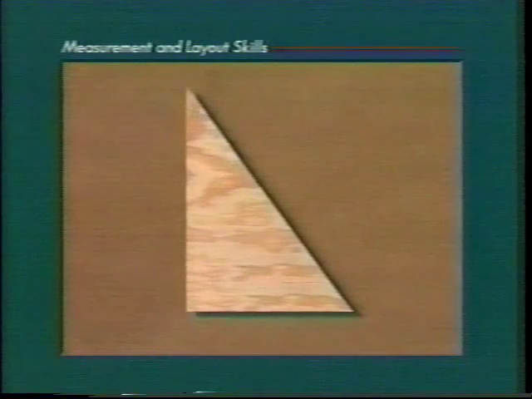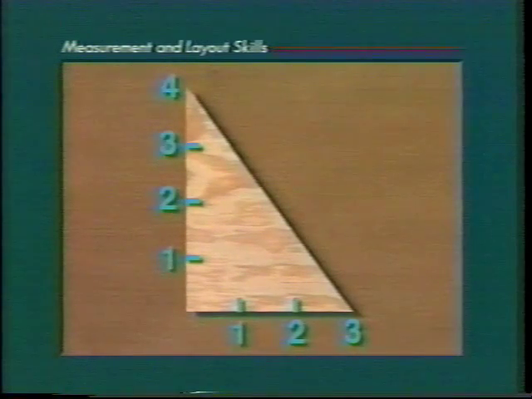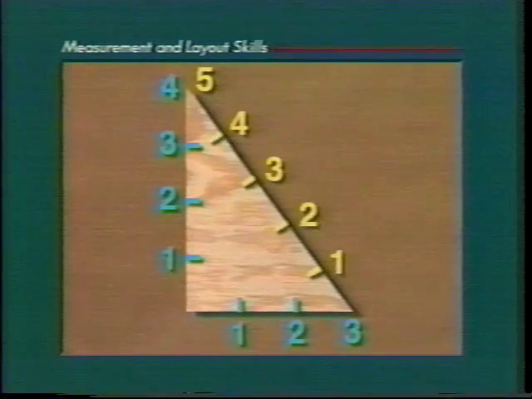To lay out this formula, mark off 3 equal units across the baseline of a piece of plywood. Then, using the same length unit, mark off 4 equal parts up the vertical side. When you've completed this, the distance between the ends of the two sides, the hypotenuse, is always equal to 5 units.